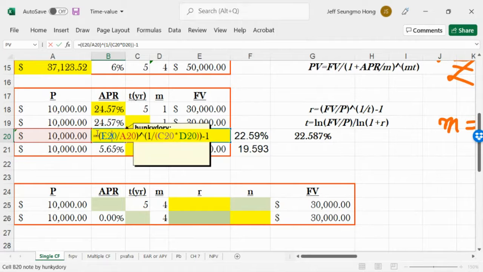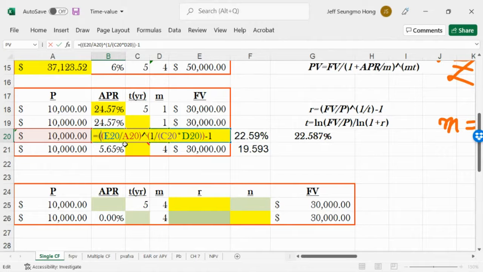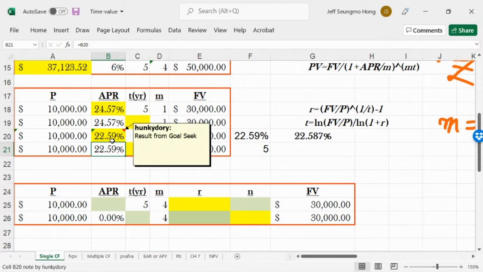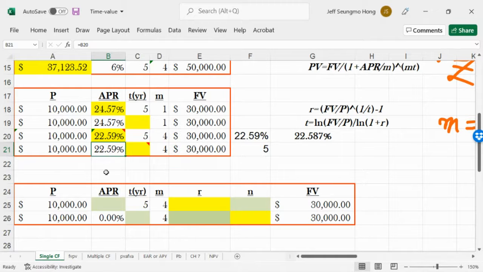So then what do we need to do? This whole thing simply needs to be multiplied by 4, which is D20. The whole thing, because the whole thing is the quarterly rate. Yeah, we'll come to 22.59. That looks more like it, right? So if it is quarterly compounded.